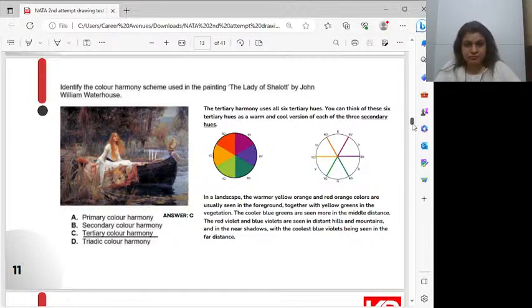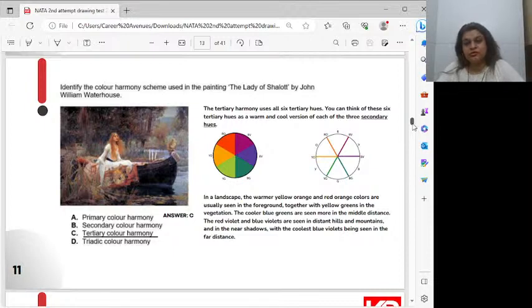The tertiary harmony uses all six tertiary hues. All of you know what tertiary colors are. You can think of these six tertiary hues as either warm or cool colors, right? So in a landscape, the warmer yellow-orange and red-orange colors are generally used in the foreground, together with yellow-green in the vegetation. Then you'll definitely have vegetation, water and everything, so the cool colors are used over there.